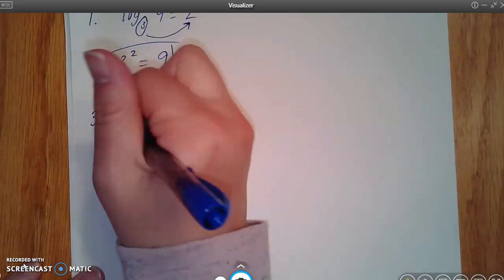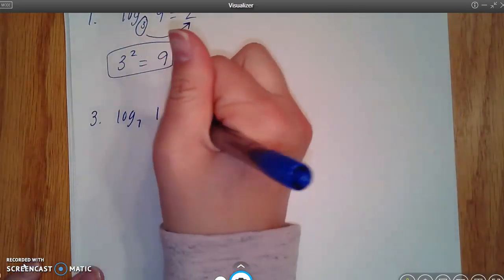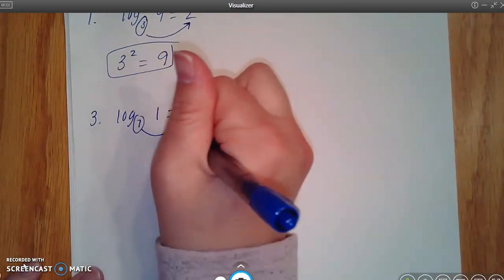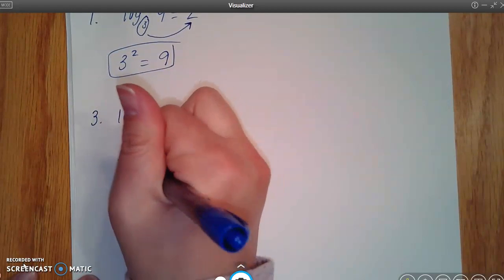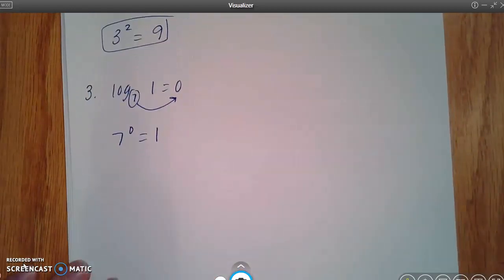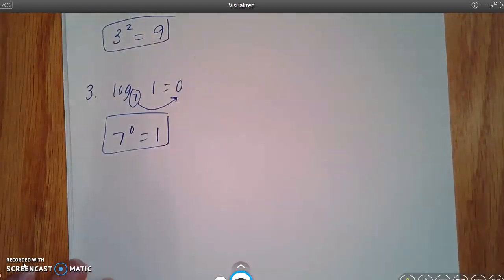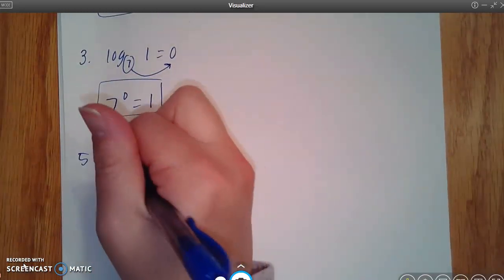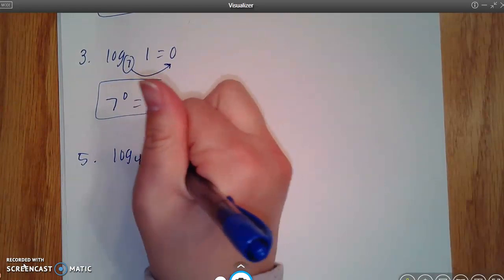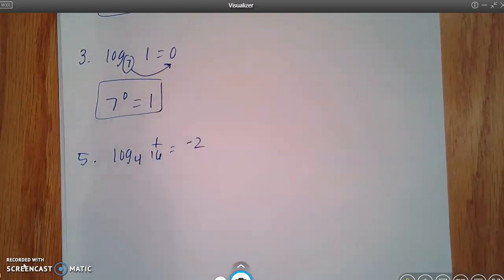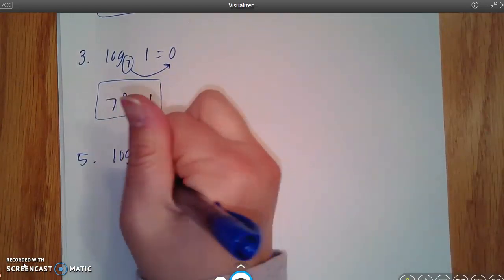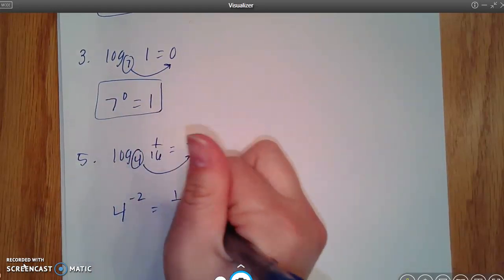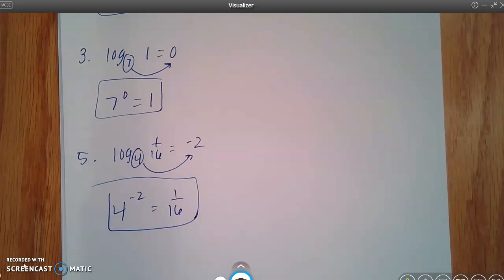Let's look at number 3. We have log base 7 of 1 is equal to 0. You take your base 7 and it becomes the base to your 0, and you get 7 to the 0 is equal to 1. Once again, all you're doing is rewriting it, you're done. Here's number 5, where you have log base 4 of 1/16 is equal to -2. You rewrite it. Base 4 becomes your base to your -2 and is equal to 1 over 16. That's it.